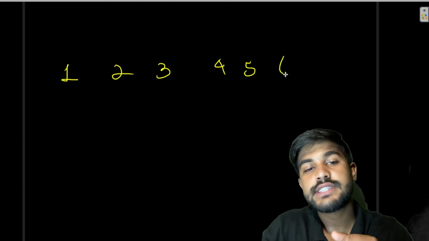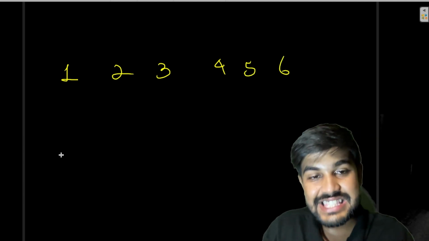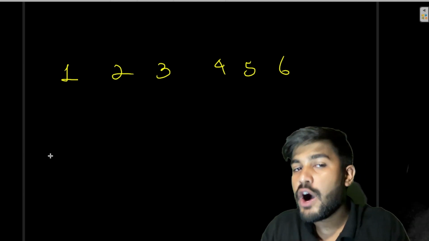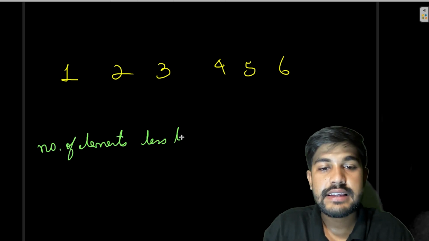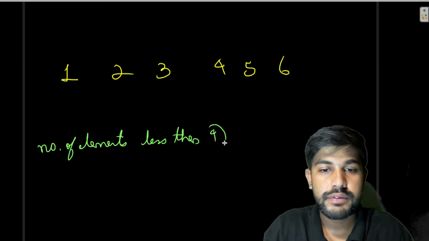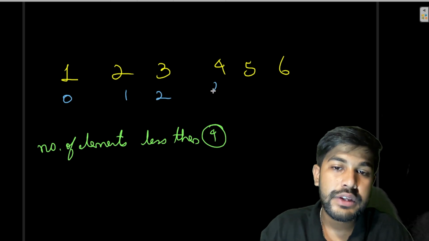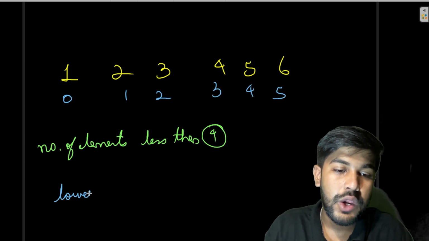Suppose we have 1, 2, 3, 4, 5, 6, and I want to know the number of elements less than a value in a sorted array. So we are maintaining the sorted array. How are we finding it? We want the number of elements less than 4. Indexing is 0 1 2 3 4 and 5. So what we would do is simply a lower bound.